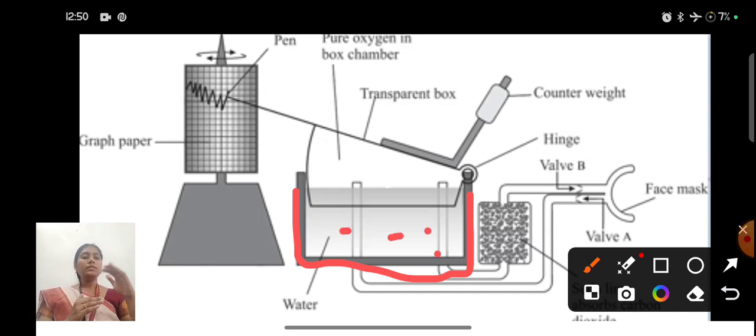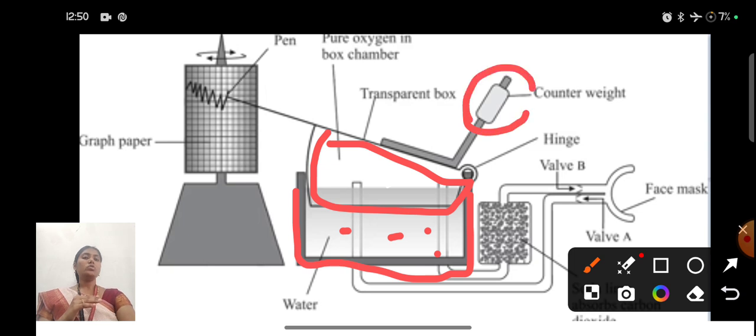Over the top we have a very transparent lid. Okay, this is the lid. So a very transparent lid we have placed over the trough. In the trough we have filled water, so the lid has to float over the water. In order to make it float, we have added some weight, that is a counterweight. This counterweight makes the transparent lid float on the water.